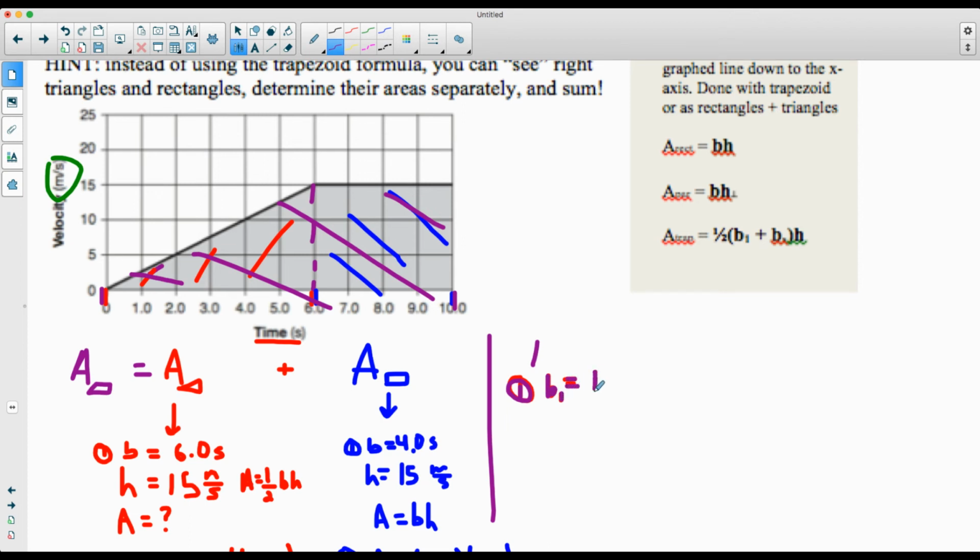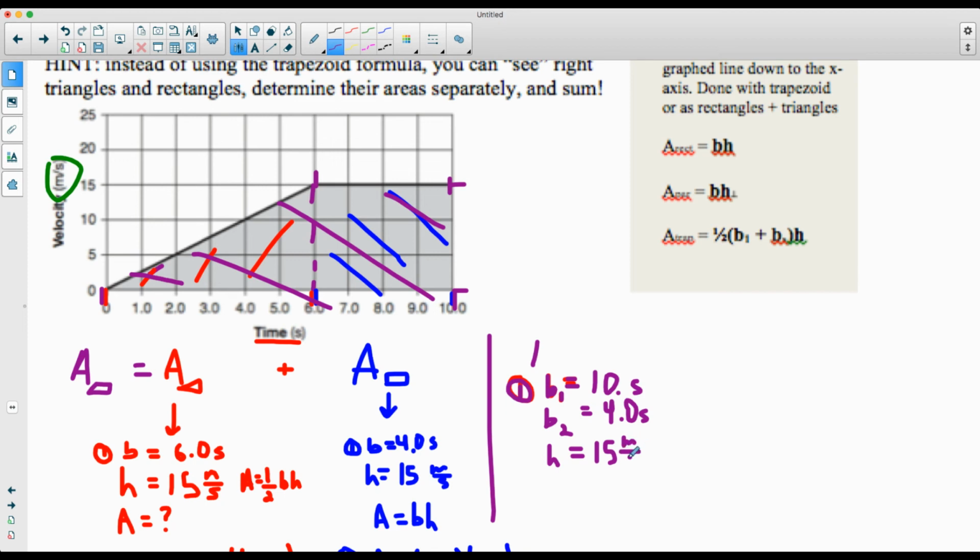Base 2 is parallel to base 1, the opposite side over here. That's from 6 seconds to 10 seconds. So base 2 is going to be 4 seconds. And then you're going to need a height. And the height has to be perpendicular here. And so the height in this case is the same as the height for the previous part. Starting at 0, you're going up to 15, or the previous treatment. So that's just 15 meters per second.